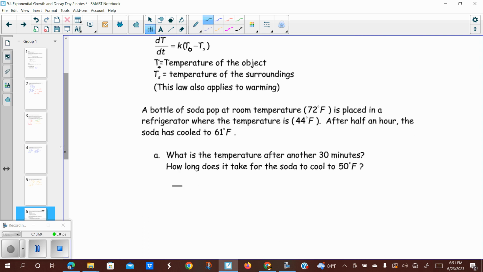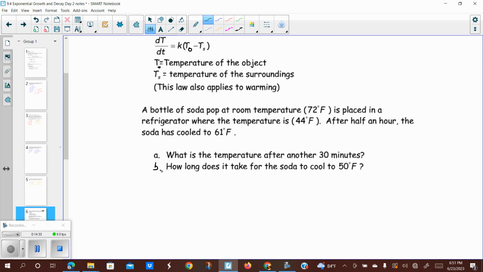So it says a bottle of soda pop at room temperature 72 degrees is placed in a refrigerator where the temperature is 44 degrees. Okay, not unreasonable. After half an hour, the soda has cooled to 61 degrees. Again, not unreasonable. Started at 72, put it in something which is 44, it's starting to cool, it's now down to 61. So part A says, what is the temperature after another 30 minutes? And technically this should be a part B, just wasn't labeled. How long does it take for the soda to cool to 50 degrees Fahrenheit? So let's deal with part A first.